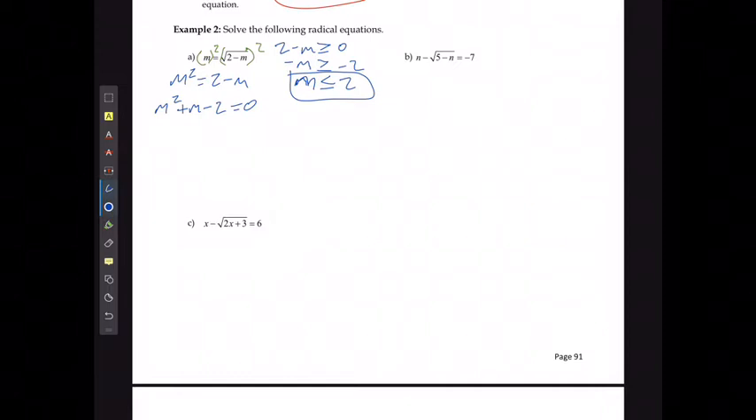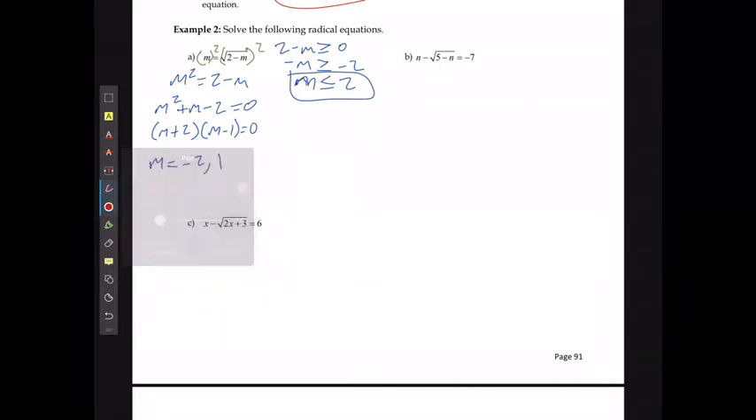I can see if I can factor this, and I'm going to state that m plus 2 and m minus 1 equals 0, which means that I have two possibilities. m can either equal negative 2 or positive 1. When I'm verifying, I need to verify for both cases.